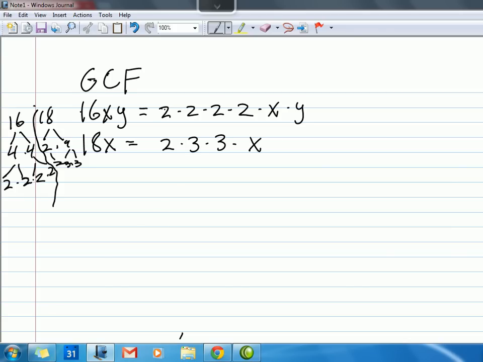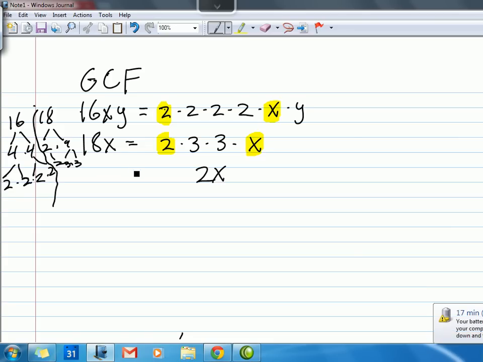Now the whole idea, since you're looking for the greatest common factor, is to look for all the factors that these two have in common. They have a 2 in common. Do they have any 3's in common? No. They do have an x in common, though. So altogether, what do they have in common? They have 2x. Cool.